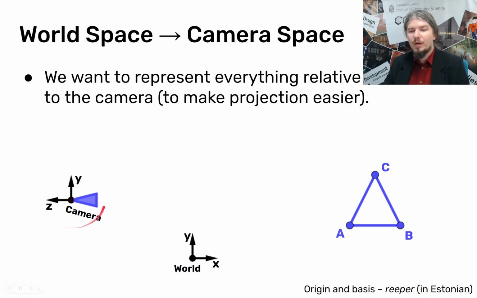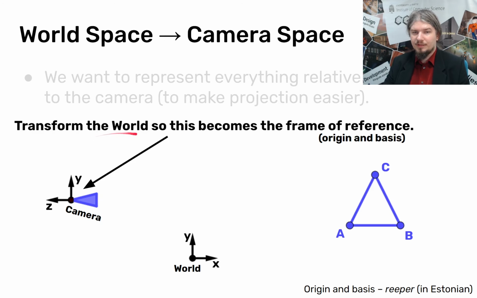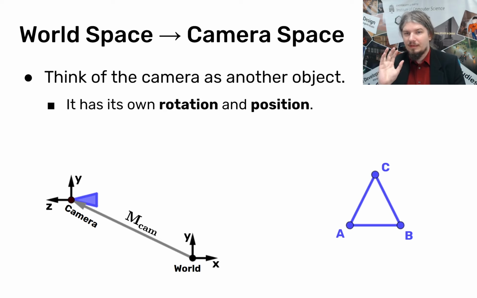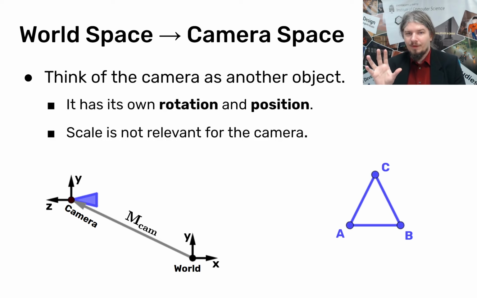So in the world somewhere we have a camera, and our goal is to transform the world so that it becomes this frame of reference. In order to do that, let's first think of the camera as just another object in our world. It has its own rotation and position. We really don't want to scale it somehow, because then we would be scaling everything. So the scale is really not relevant for the camera's transformation. Only the rotation, like how is it oriented in our world, and its position, where is it in our world.